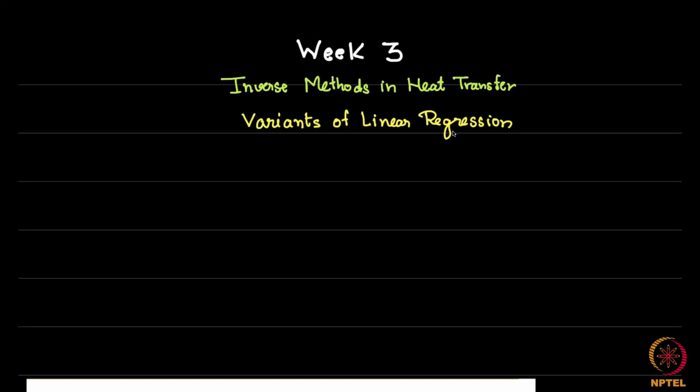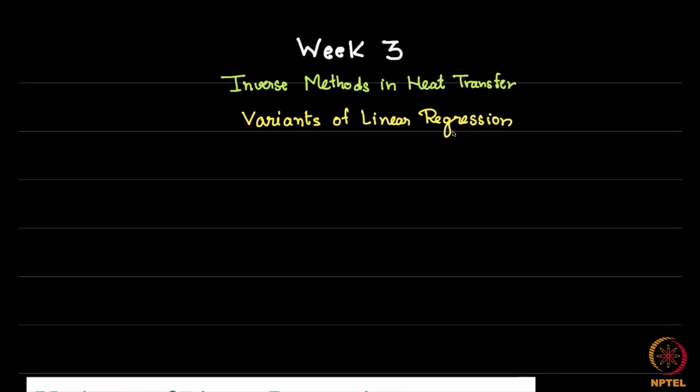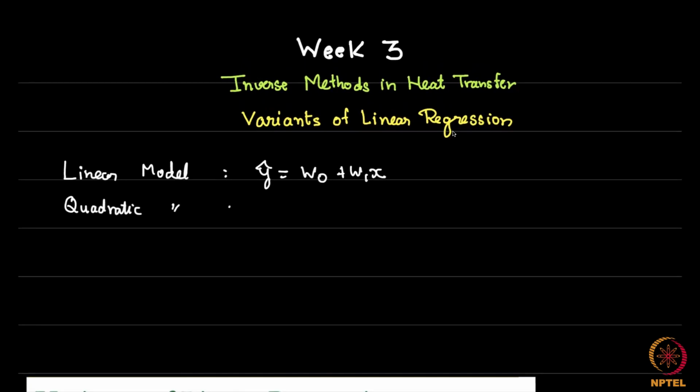In this video, we'll be looking at some variants of linear regression. We are still in week 3. Recall that so far we had seen the simple linear model, which was y hat equal to w0 plus w1x. We had also seen the quadratic model, which was y hat equal to w0 plus w1x plus w2x square. All these were models where we just had one single feature, which was x.